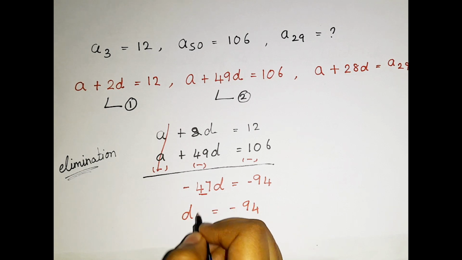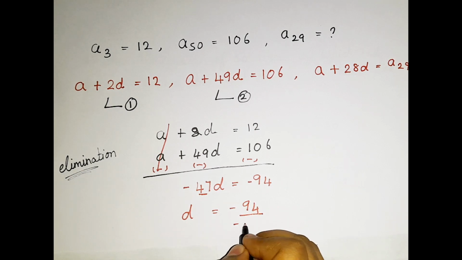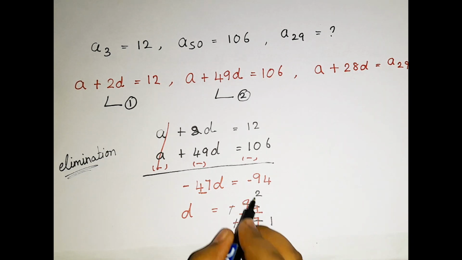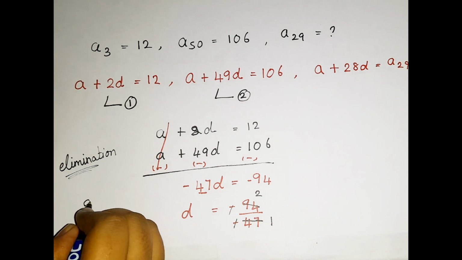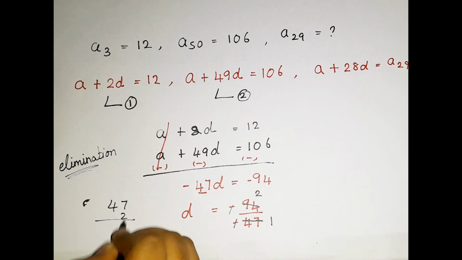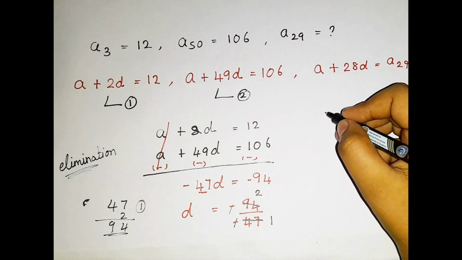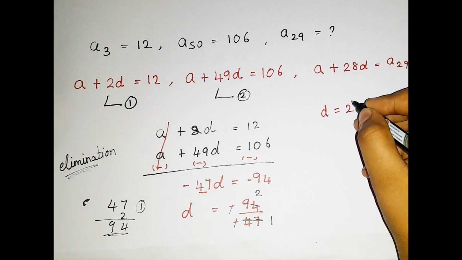Here it is in multiplication, so when it comes to this side it changes into division. Now we can cancel them, isn't it? So I can cancel the minus sign, and I can cancel 94 and 47 in the 47 table. 47 ones are 47, and 47 twos are 94. If you want, I'll just do it here: 7 twos are 14, 4 twos are 8, 94. Likewise I cancelled it. So what is the d value, guys? d is equal to 2.